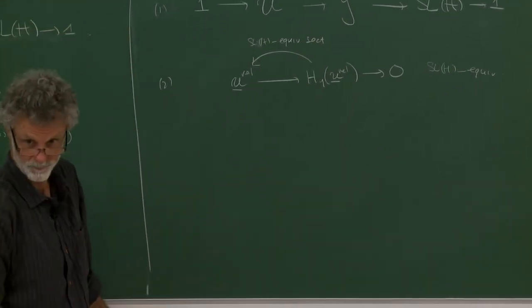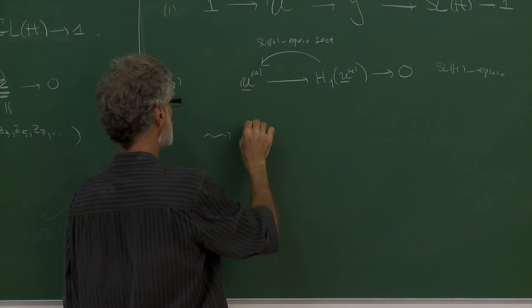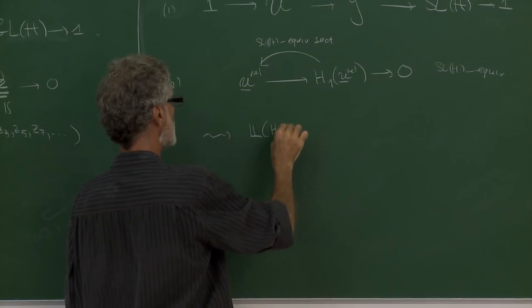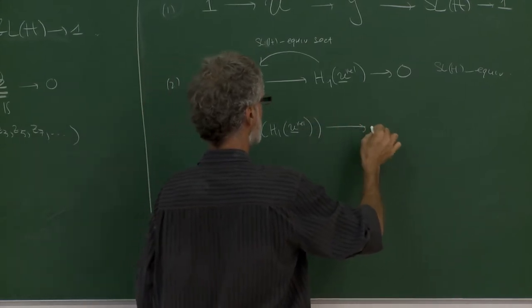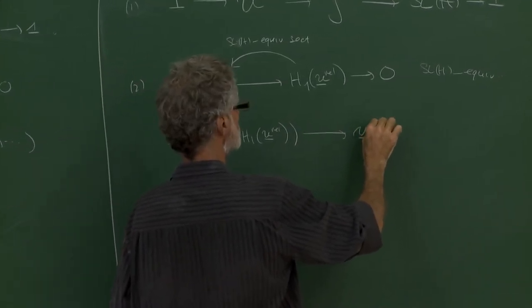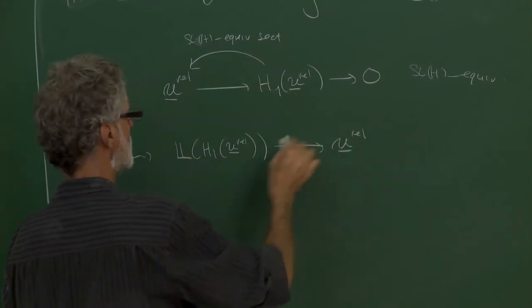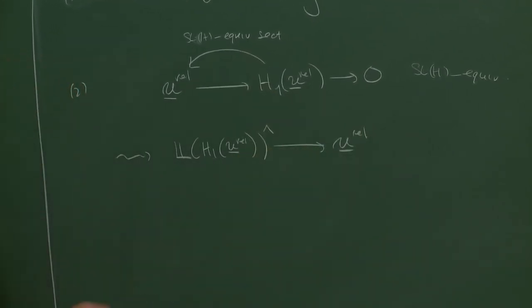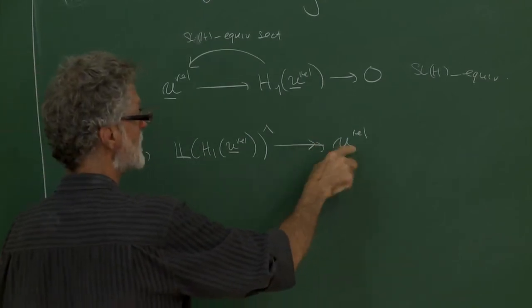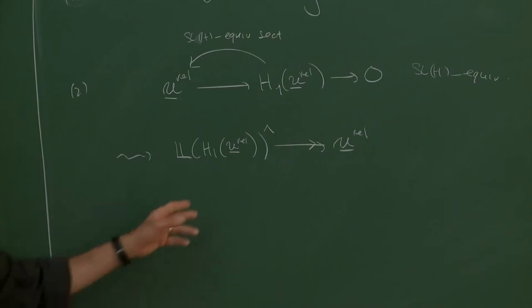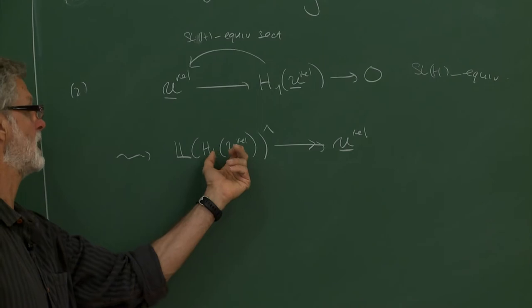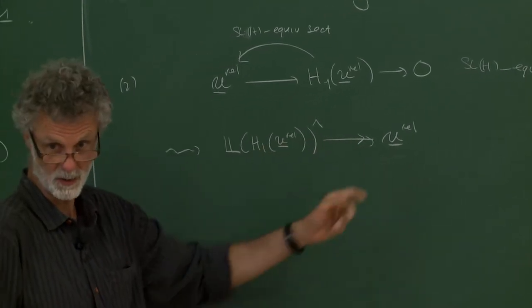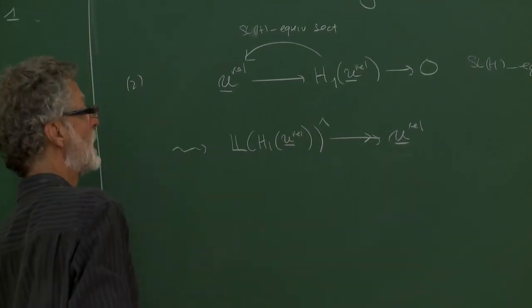You just choose one. So this will give you a surjection from the Lie algebra generated by H1 of U rel. Well, it'll map to U rel. So the section induces this, and I have to complete, right? And this will be surjective. So this is the first step towards writing down a presentation. In fact, it will be minimal because you can't make the generating set any smaller here, because it's an isomorphism on H1.